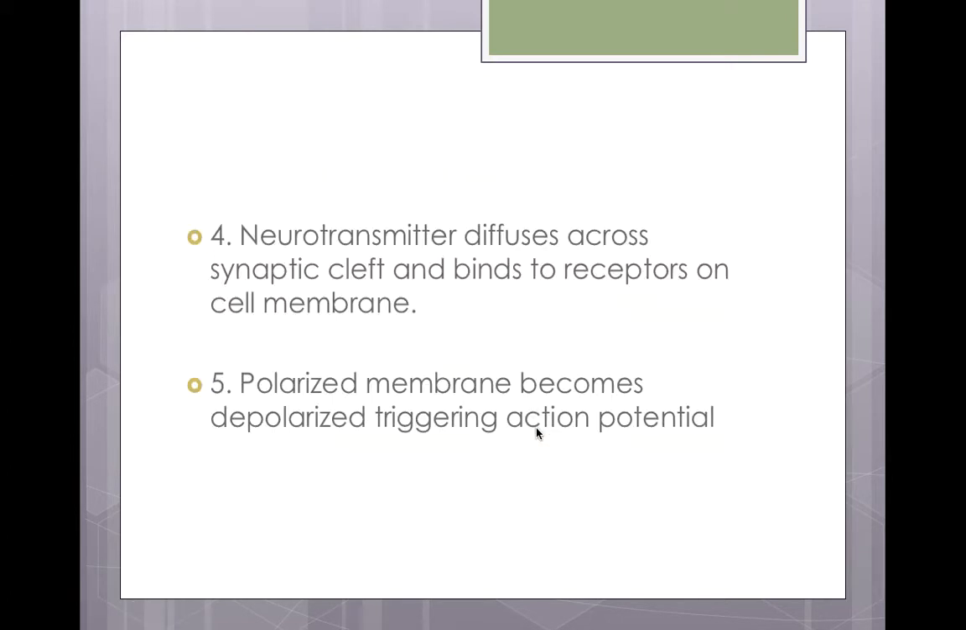The fourth thing that happens is the neurotransmitter diffuses across the synaptic membrane and binds to the receptor on the membrane. So with muscle contraction, we learned that acetylcholine was the neurotransmitter that bound to the synaptic cleft, okay? And so the polarized membrane becomes depolarized, triggering an action potential. And that's where that sodium comes in. So remember I said that acetylcholine causes sodium to enter, and that's what causes the action potential to take place. It becomes depolarized at that time.